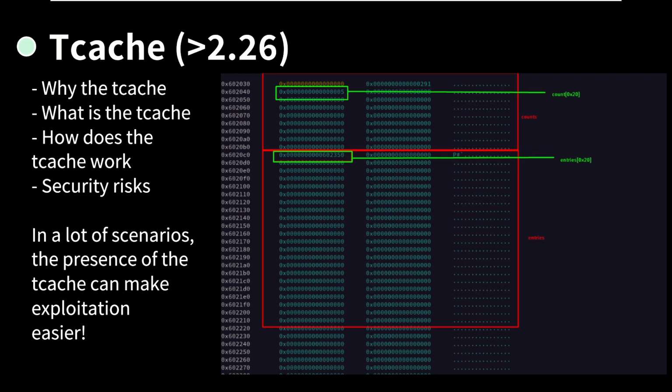So, for example, if I free 7 0x20 entries into the T-cache, it's going to start freeing into the fast bins again. 7 is what you're going to see on GLIBC. It can be modified with libc tunables and other things to be different values. It might be different values on different distros, but let's just pretend it's 7 all the time right now. And yeah, in a lot of scenarios, the presence of the T-cache can actually make exploitation much easier, which we're going to see soon.